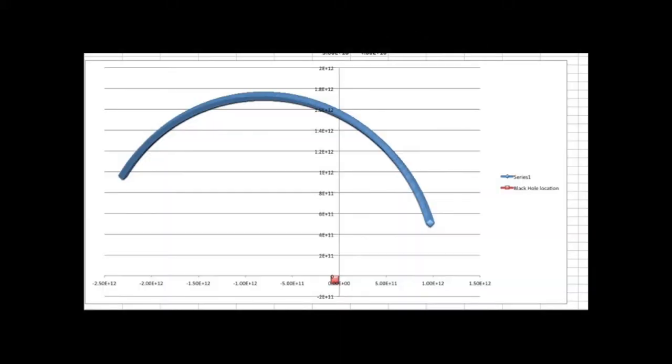Overall, we're trying to find Fnet and separate it into its perpendicular and parallel forces. We see here that the blue line represents the change in position of that star that orbits the black hole, which is the red dot at the bottom of this graph. Since the motion is not a perfect circle, we can assume that the change in momentum parallel will not be zero, which we can take into account later.